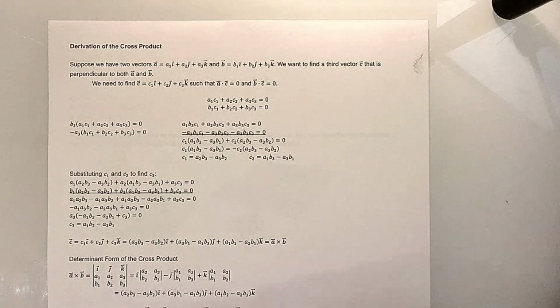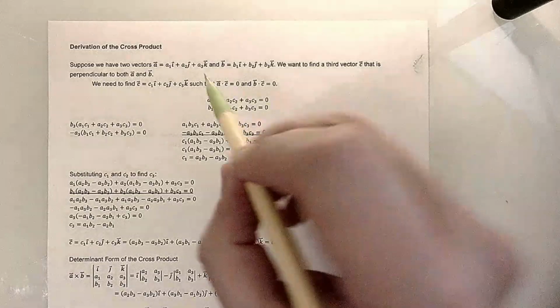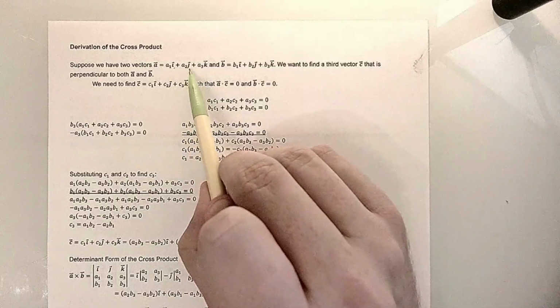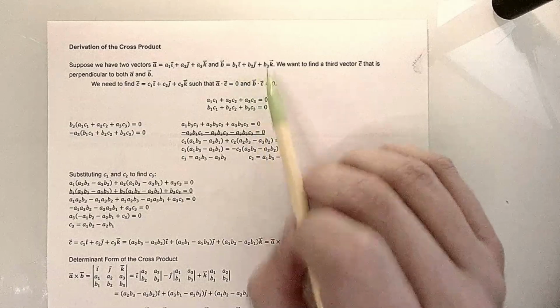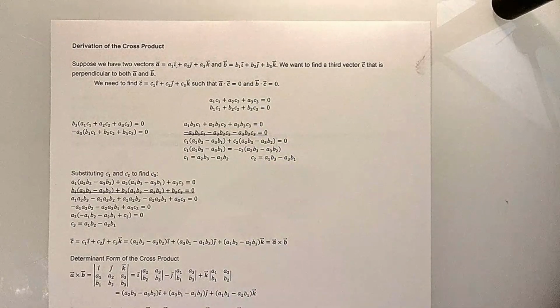So for this video, we're going to look at the cross product. We're going to look at the algebraic version and the geometric version of it. So suppose we have two vectors, A, which is given by A1, A2, and A3, and B, which is given by B1, B2, and B3. We want to find a third vector, C, that is perpendicular to both of them.